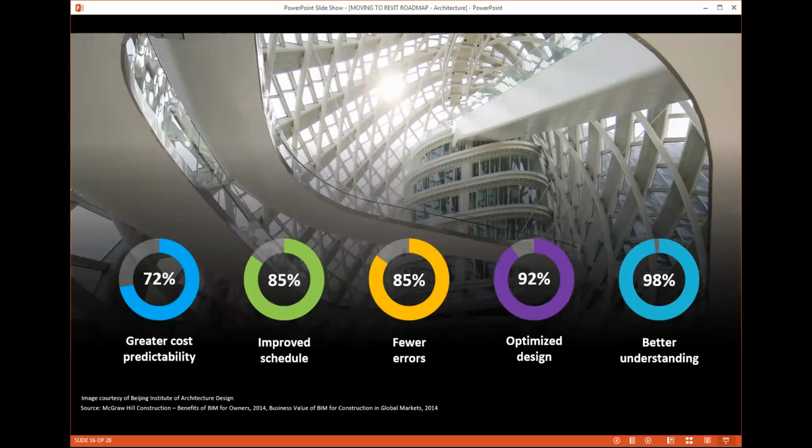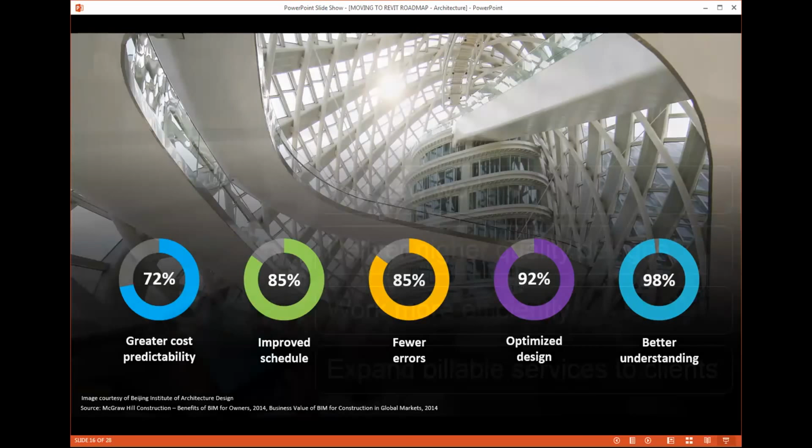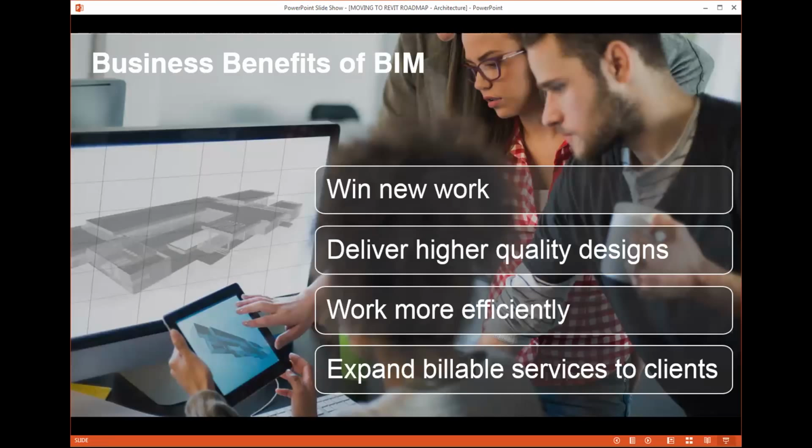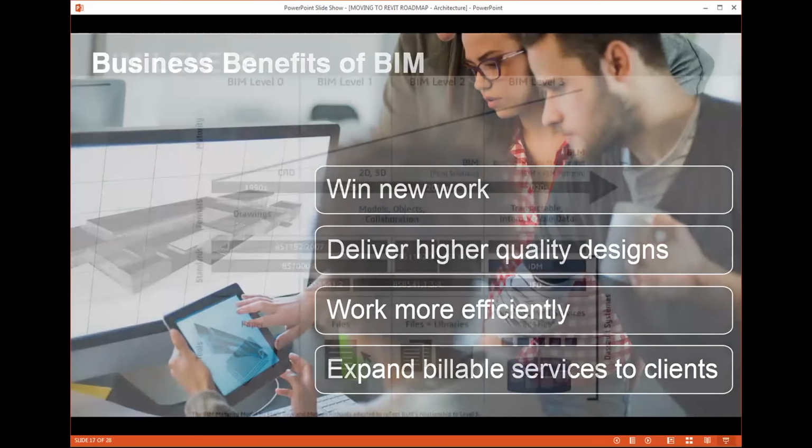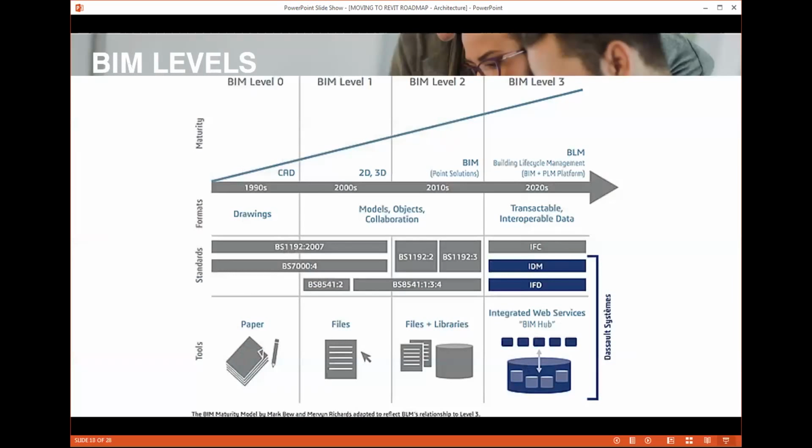So we're just giving them reasons why they need to move to BIM in an organization-wide manner. We also have benefits where they're able to win new work, deliver higher quality designs, work more efficiently, and expand delivery service to clients. That's not really very important, you can skip this. You can probably skip it from the slide I will send to you guys.